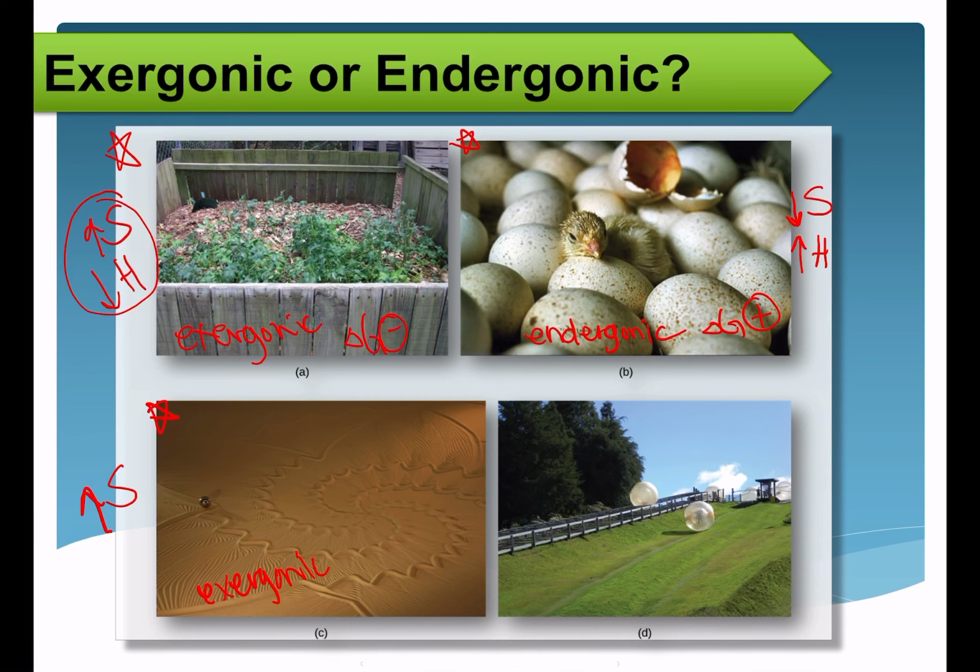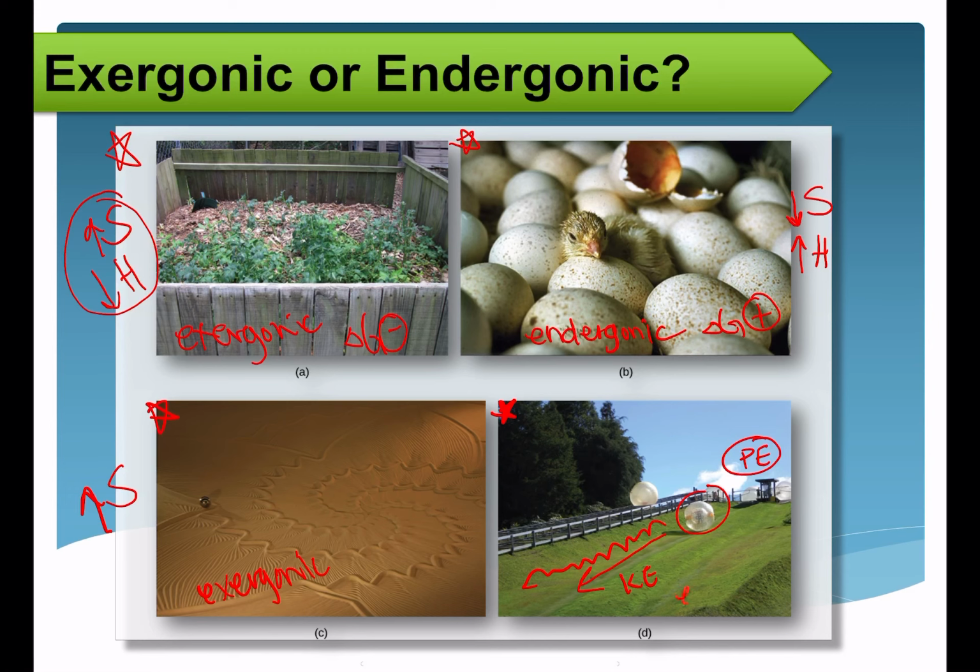Okay, and in the last image, image D, we have a ball rolling down the hill all on its own, from the top of the hill to the bottom. We can think about this in terms of turning potential energy into kinetic energy. Potential energy at the top of the hill, and then kinetic energy that enables the ball to roll down the hill. So is this an exergonic reaction or endergonic reaction?